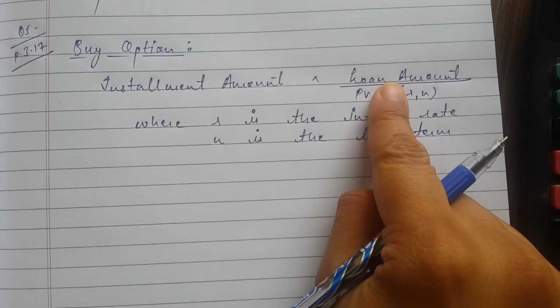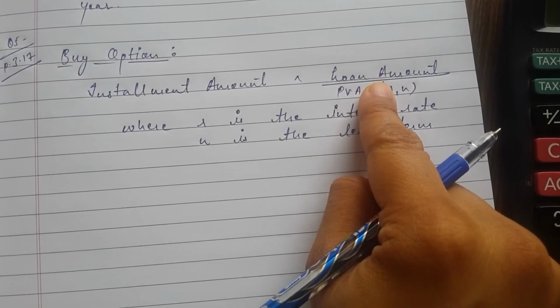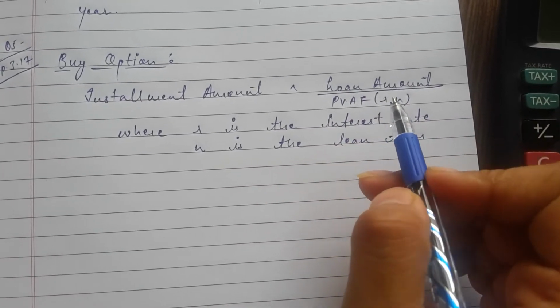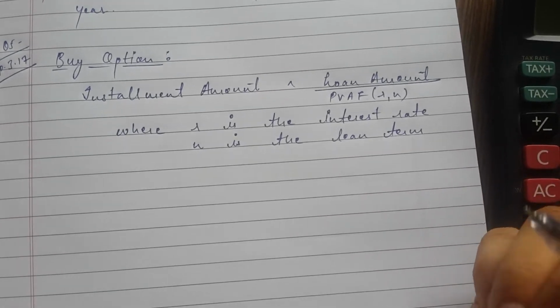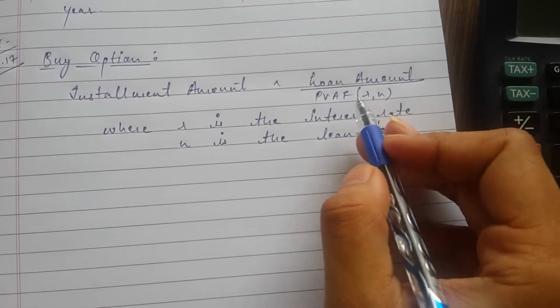See, the loan amount in here can be equal to the purchase price of the asset, or it can be less than that. The loan amount will actually be the amount which the company has taken on loan, taken from a bank or a financial institution, as the case may be given in the question.